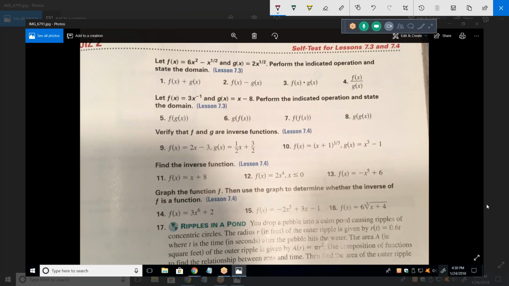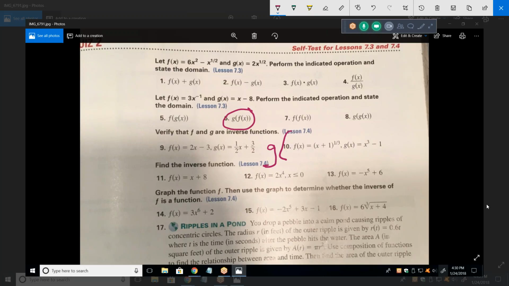Tell me what that means. That means g of what? Hold on. Means g of what? G of x. That's what we're looking at. G of f of x. Well, what's f of x? What is the function f of x?